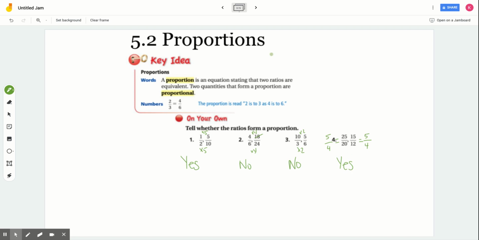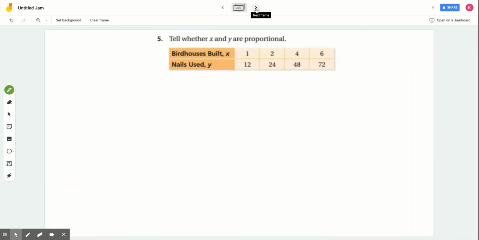Now let's look at another method. Oh, sorry, one more on that one. So here we have, tell whether x and y are proportional. So here we can say 1 times 12 makes 12. Does 2 times 12 make 24? Does 4 times 12 make 48? And does 6 times 12 make 72? So if the answer to all of that is yes, because they're all being multiplied or divided by the same number, these are proportional.